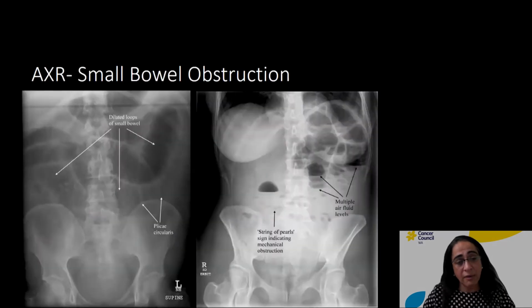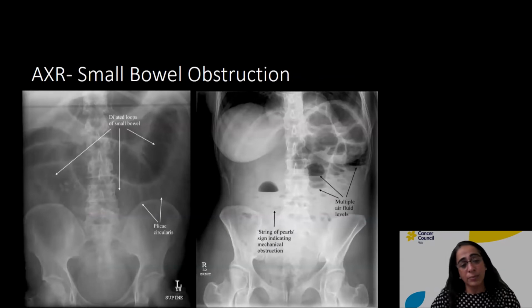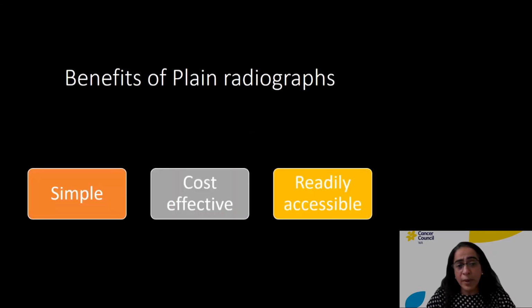Here is an example of a small bowel obstruction as shown by multiple distended loops of small bowel. On the supine image and on erect abdominal radiograph, you can see multiple air-fluid levels and a string of pearls sign, indicating mechanical small bowel obstruction. So benefits of plain radiographs are that they're readily accessible.